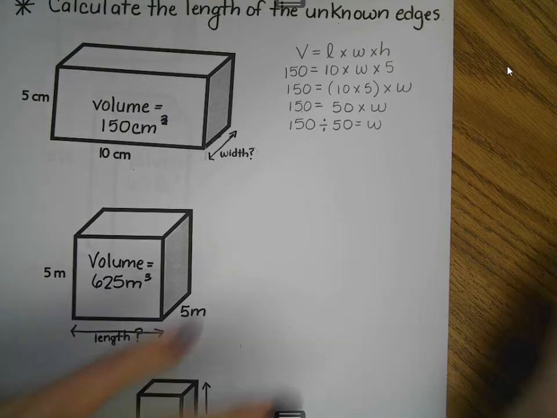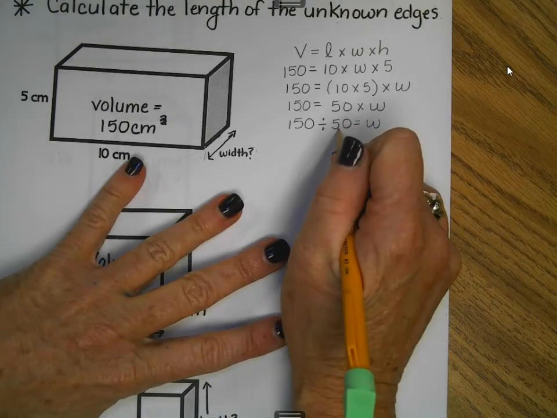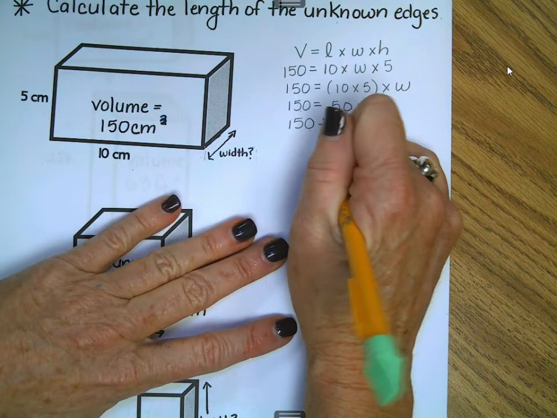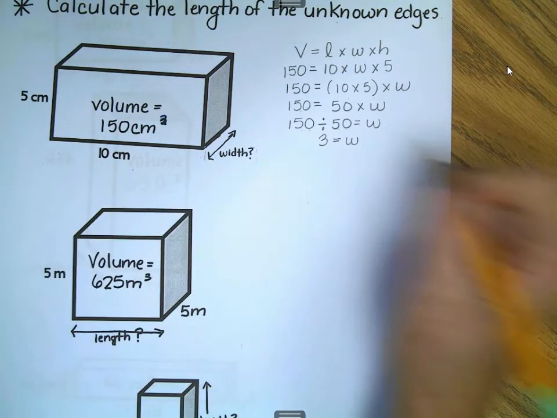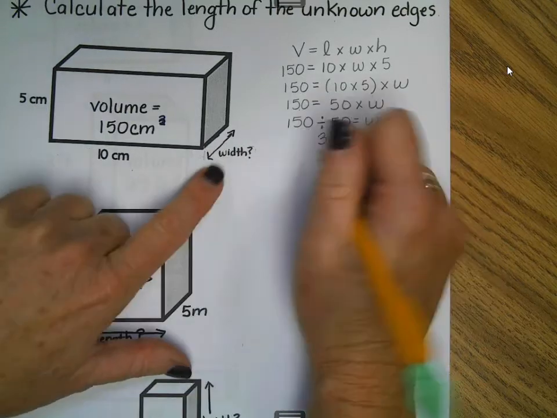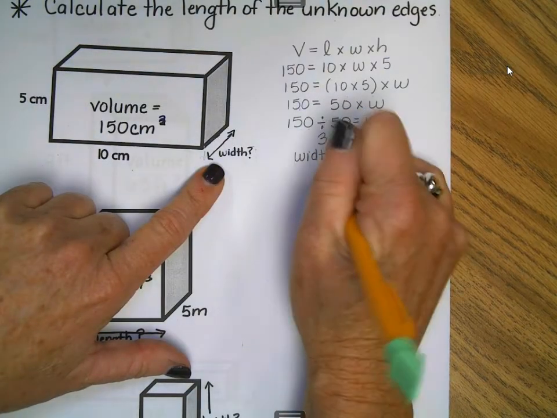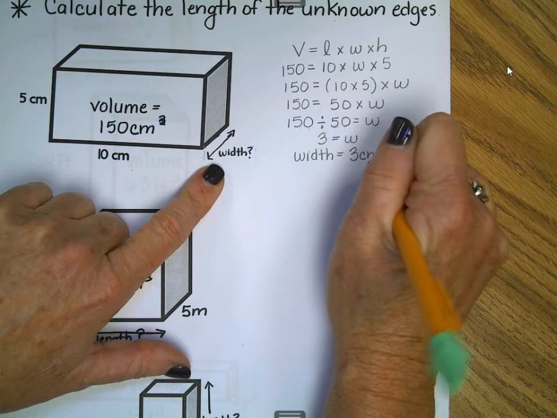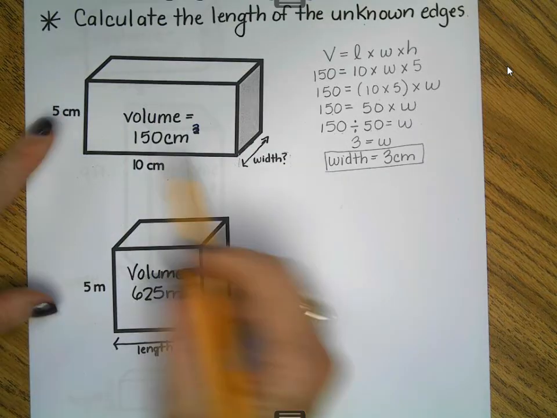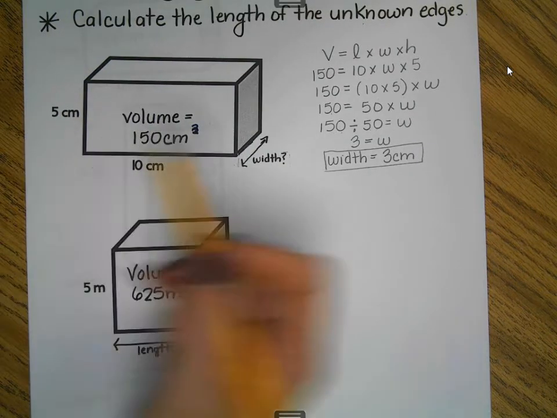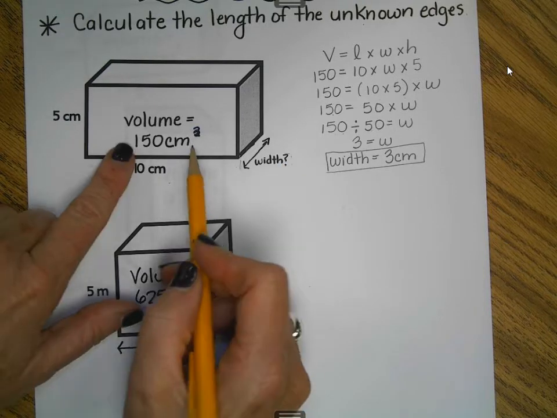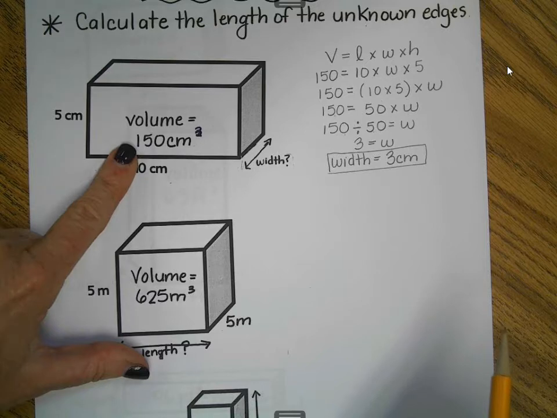So 150, we just did that. 15 divided by 5 is 3. So 150 divided by 50 is 3. So I get that the width equals 3. And what is it? It's a linear unit, each of these. So the width is going to equal 3 centimeters. Now, if I want to check it, I need to multiply the length times the width times the height. So let's just do that real quick. 5 times 10 is 50, times 3 is 150. There it is. You can check that real quick with a calculator.